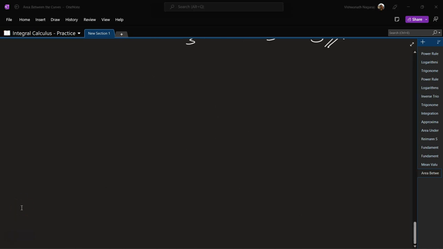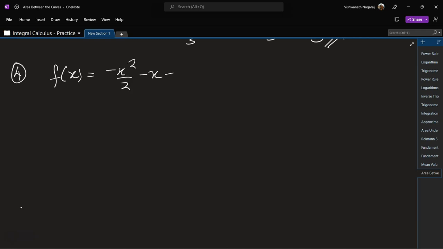Let's look at the fourth one. This is going to be a little bit more complicated. So f of x is equal to minus x square by 2 minus x plus half, and g of x is equal to minus x by 2 plus 3. And the interval we are interested in is minus 5 to minus 1.